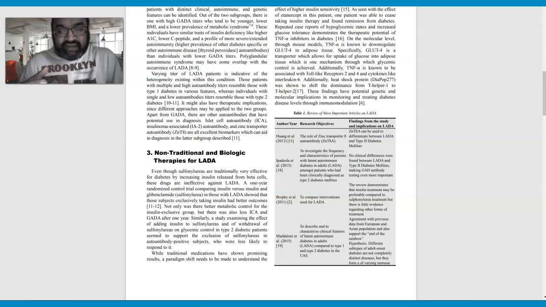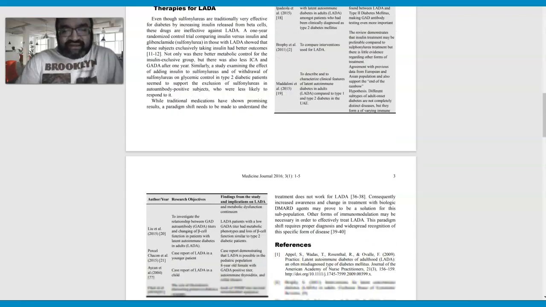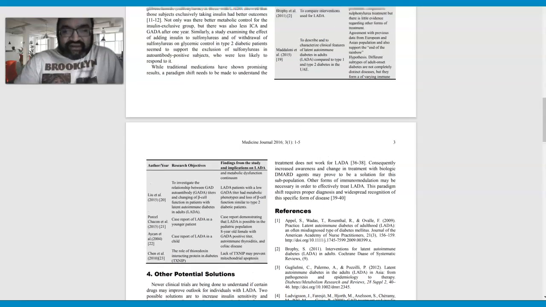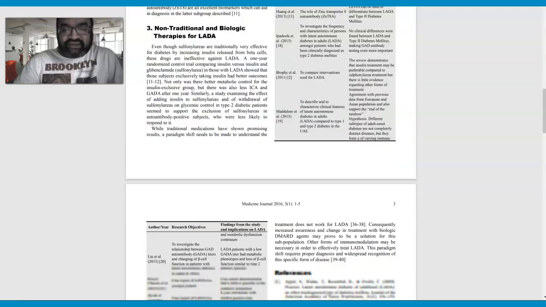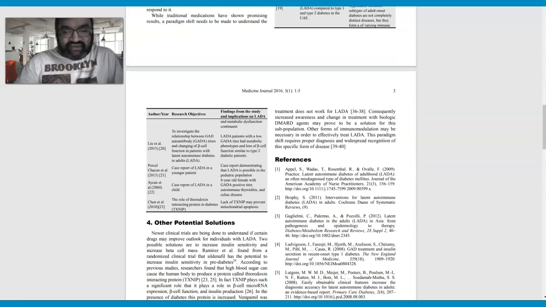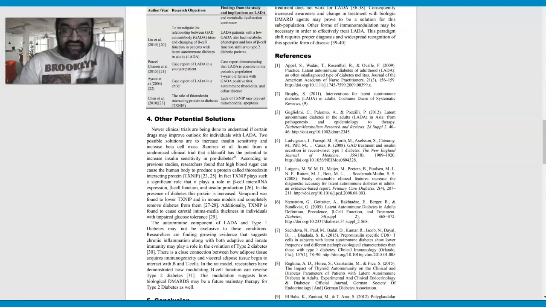Ipadiola et al. investigated the frequency and characteristics, and they found no clinical differences between LADA and type 2 diabetes mellitus. Using GAD antibody testing is even more important. You can go through the rest of these. I have about 7, actually 8 articles, so you can go through these 8 articles and determine which one is the most important.